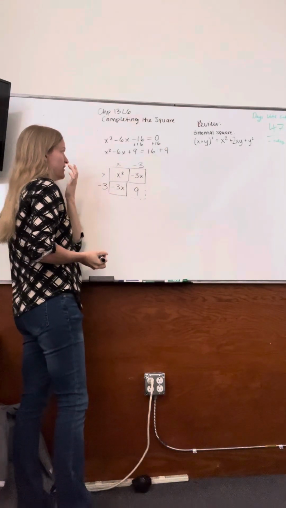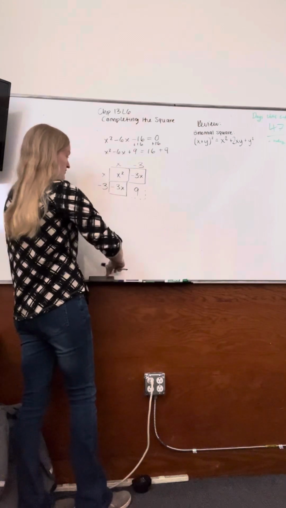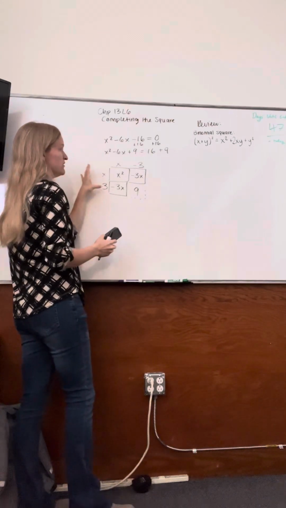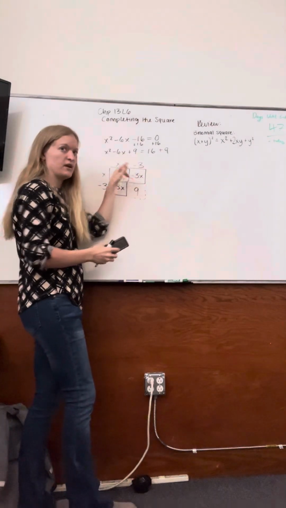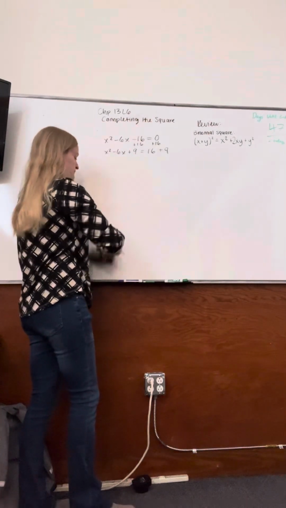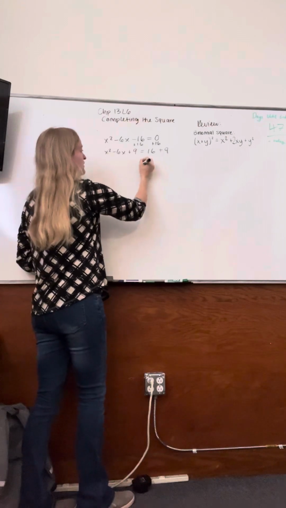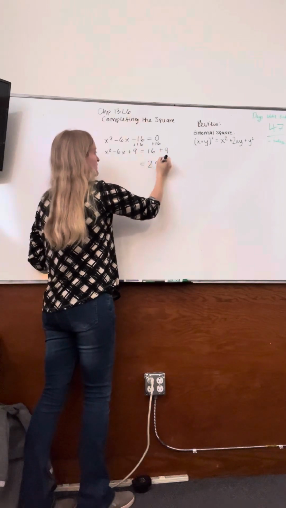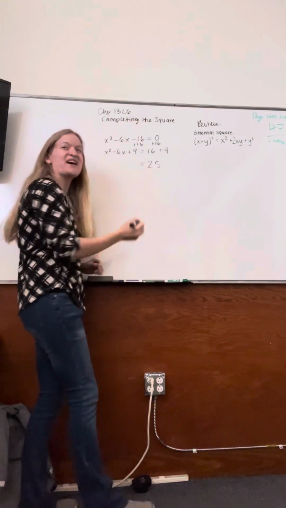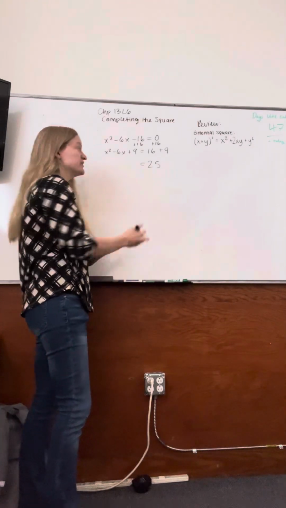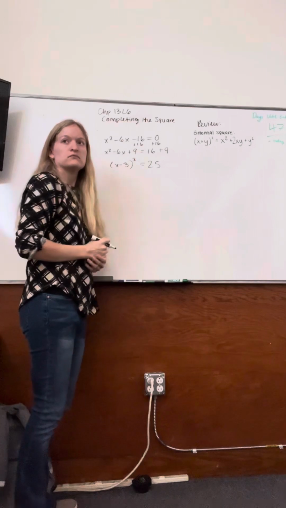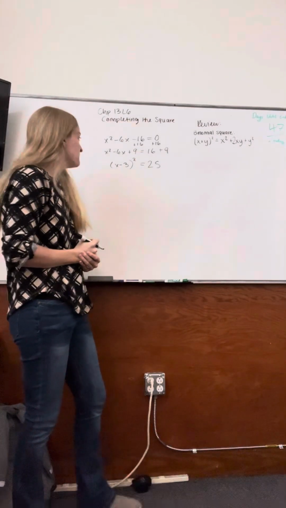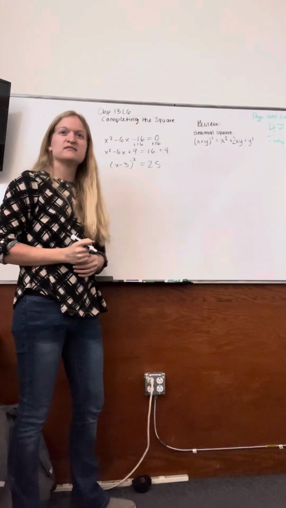Okay, and now I'll get... keep in mind that this phrase was x minus 3 times x minus 3. I'm going to erase this. 16 plus 9 is 25. This can factor so perfectly into that phrase that we just found, x minus 3 squared. Okay, and now we can solve for x.